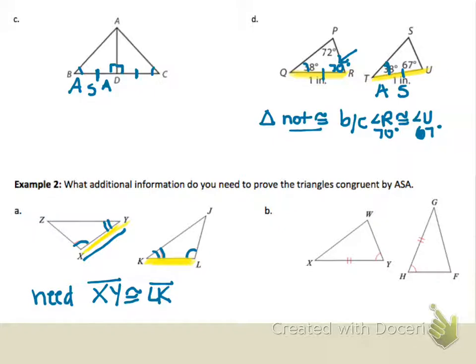So I started at the angle with a single arc on it. So I have to do LK over here. Okay? So that's what I would need to be able to prove ASA.